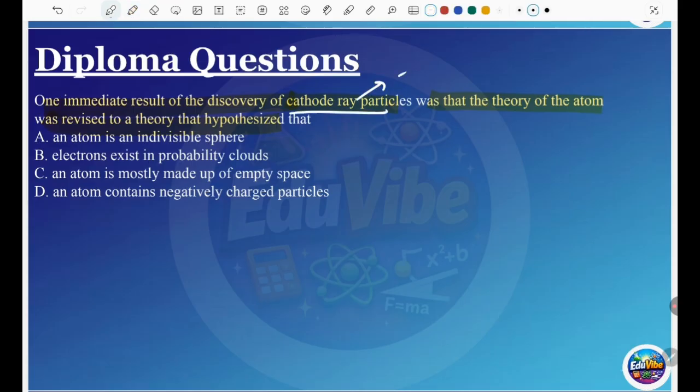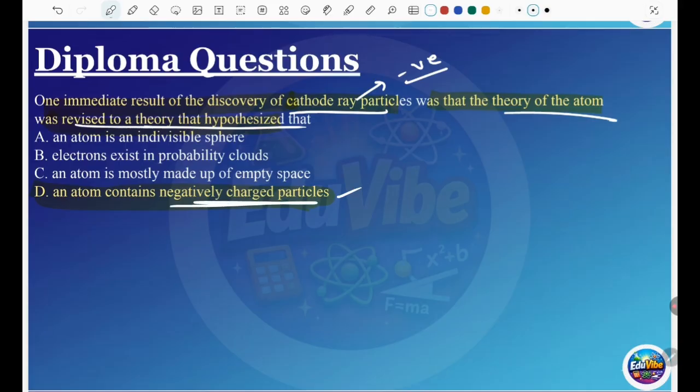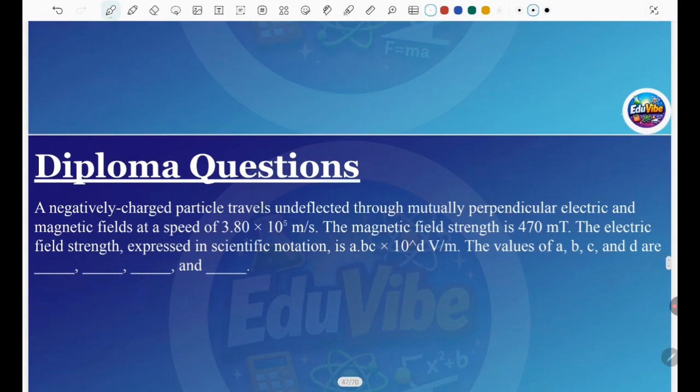The cathode rays are basically negatively charged particles. Is the atom an indivisible sphere? No. Does the atom exist in a probability cloud? No. The D part, which says an atom contains a negatively charged particle, is the right thing, because the C part says an atom is mostly made of empty space, and that was the correct thing found by Rutherford. But the negatively charged particle was the revised theory hypothesized by the discoverer of the cathode ray particles, that they are negative. So that's the answer for that.